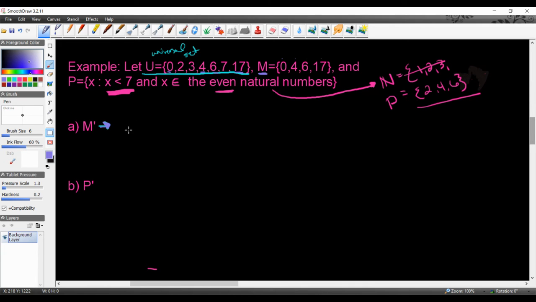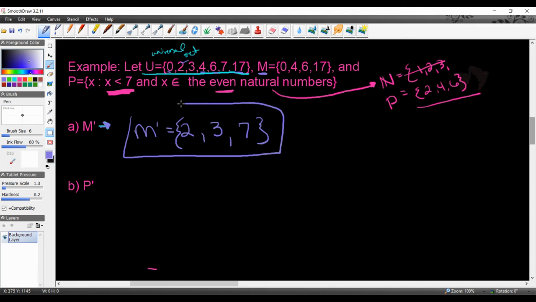So what I have left over for M prime is a 2. Don't forget that curly brace. I have a 3. I have, let's see what else, a 7, and that's it. I can't use anything else because the other numbers that are in here are also in M. So I only want the ones that are not in M. So that's my answer for that one.